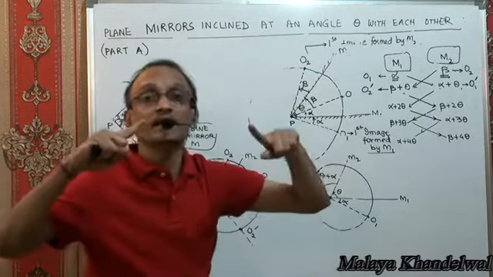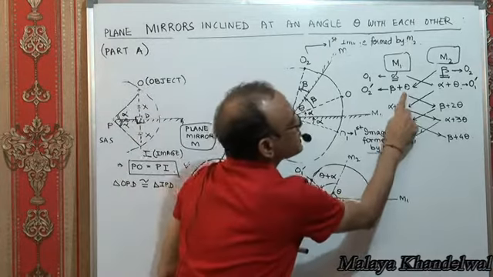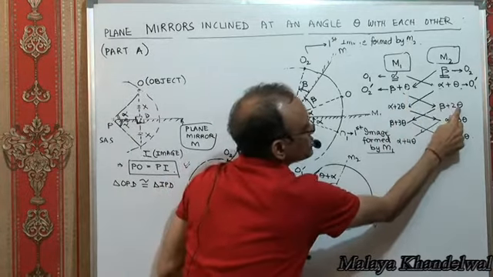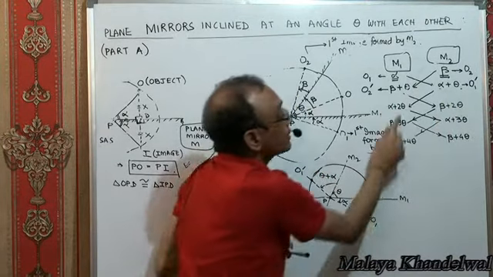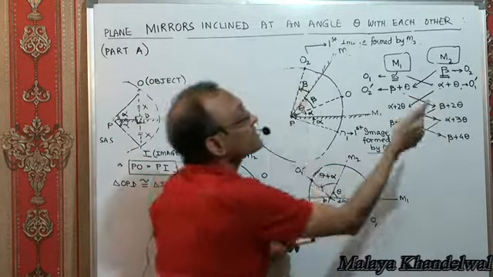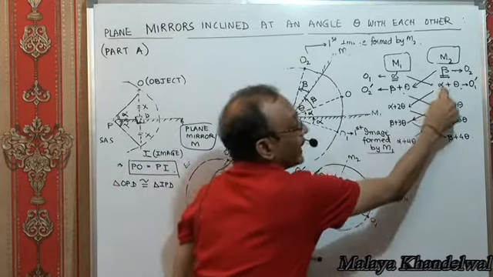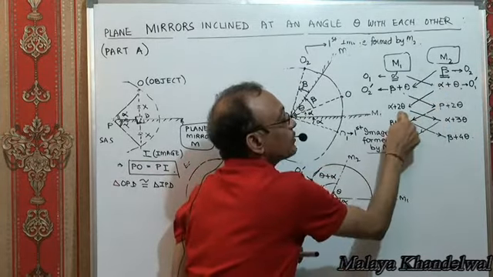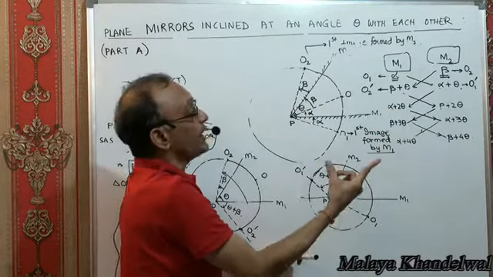Now, to get the subsequent images formed by M1 and M2, I'm going to follow the same sequence. What am I going to do? I'm going to add theta to this. That makes it beta plus 2 theta. These are angles made with M2. These are angles made with M1. So I'm going to add theta to this, and that's going to make it beta plus 2 theta. That's going to be the next image formed by M2, right? Third reflection from M2. And I'm going to add theta to this, which makes it alpha plus 2 theta. That's the next image. Third reflection from M1.